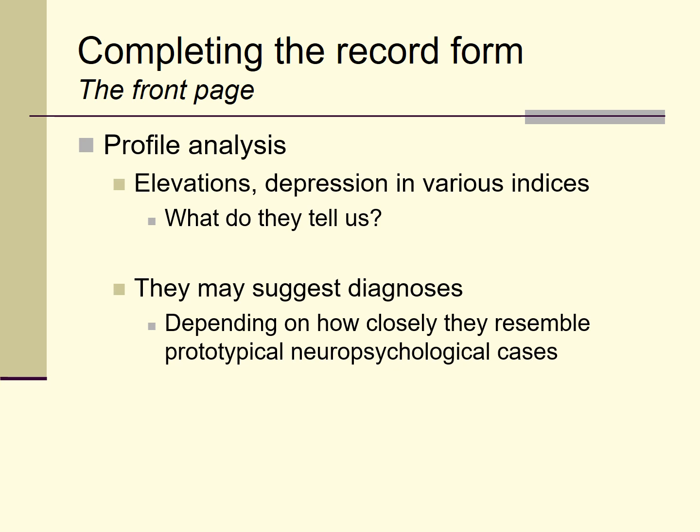So now we're back on the front page. We've got our index scores for our different areas of neuropsychological functioning. We've got our total scale for overall neuropsychological functioning. What can we do with all this? Well, one thing we can do is a profile analysis. We can look at patterns of elevation and depression across those various indices and see if they tell us anything. Particularly see if they are similar to those types of profiles that we would see for prototypical neuropsychological cases.